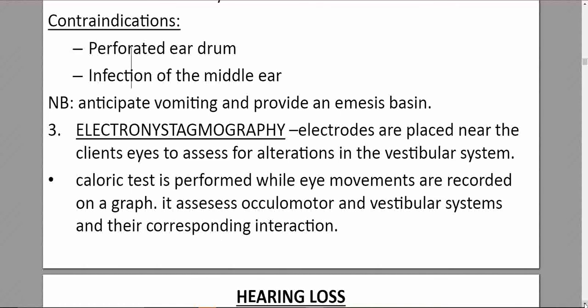Electronystagmography, what I told you, I hate pronouncing it. Electrodes are placed near the client's eyes to assess for alterations in the vestibular system. Then the caloric test is performed while eye movements are recorded on a graph. It assesses the oculomotor and vestibular systems and their corresponding interactions.